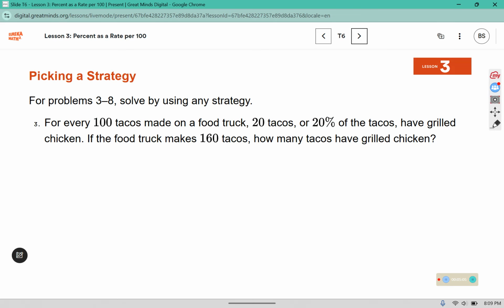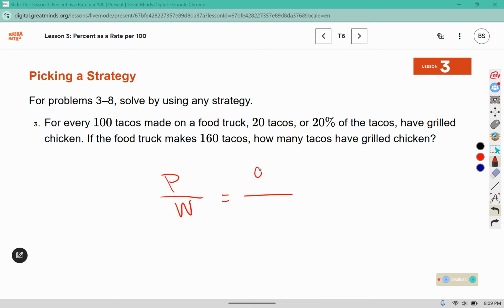For problems 3 through 8, solve by using any strategy. For every 100 tacos made on a food truck, 20 tacos, or 20%, have grilled chicken. If the food truck makes 160 tacos, how many tacos have grilled chicken?